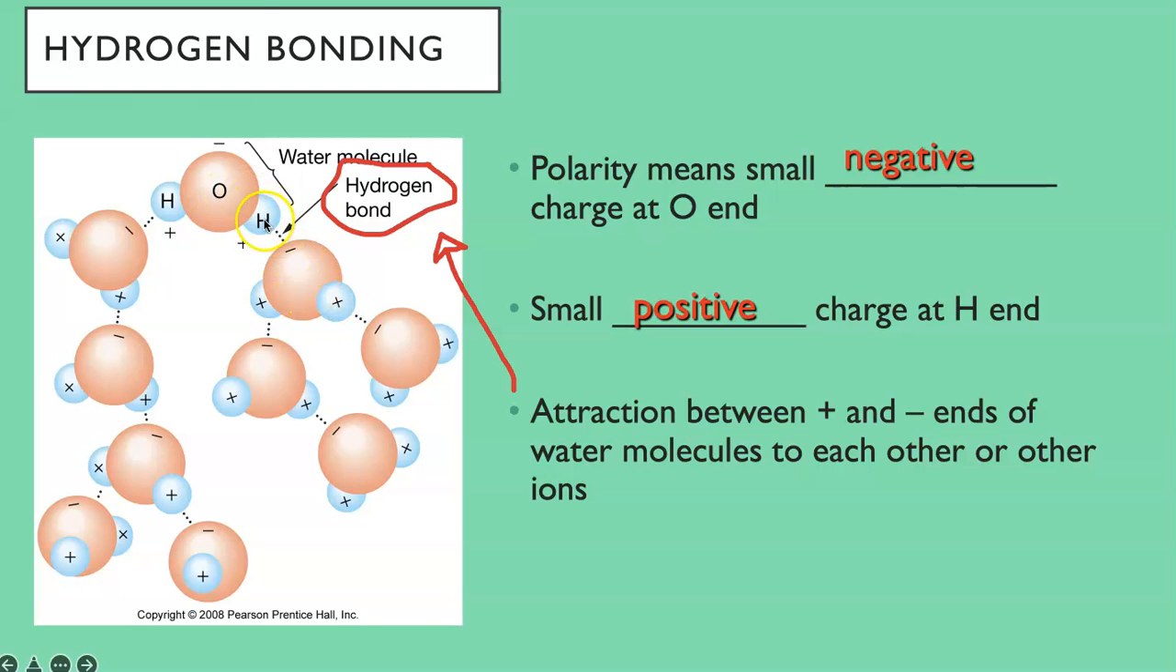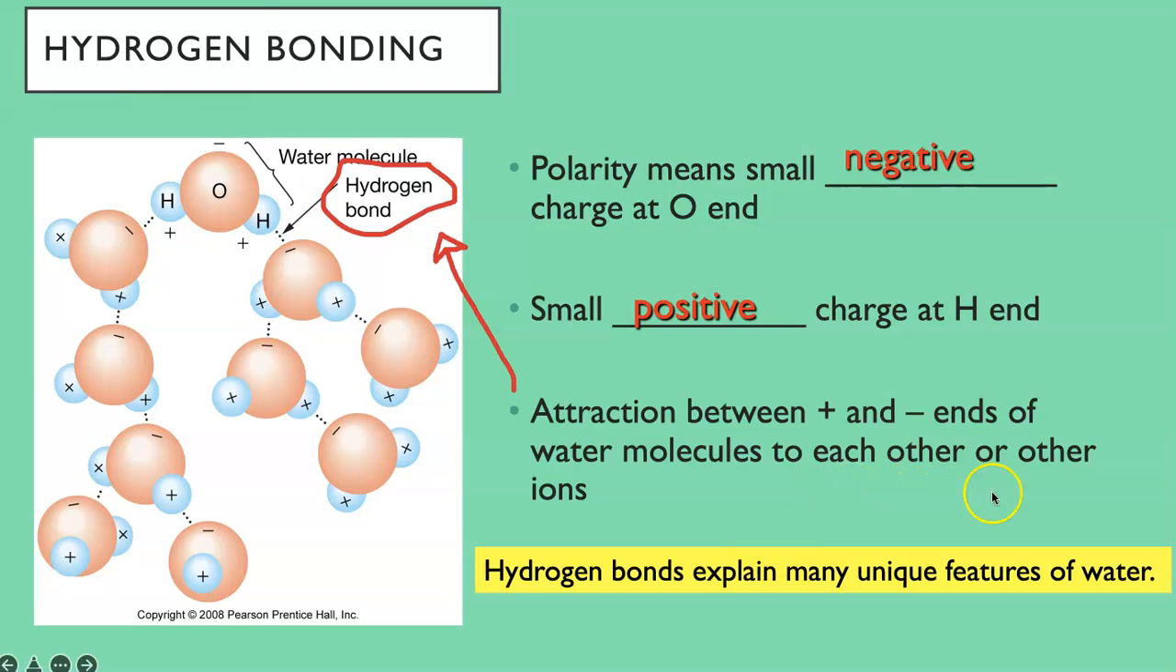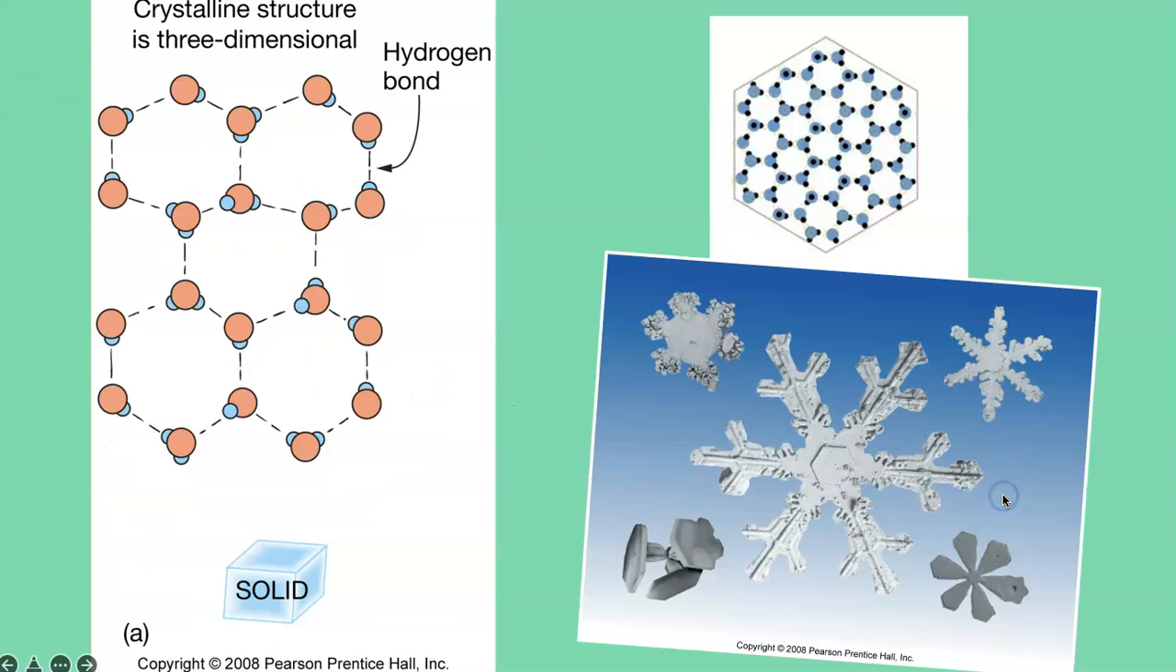Now, the bonds that are connecting the hydrogen to the oxygen in a single molecule are covalent bonds, and they're very strong, and we'll talk more about them when we talk about minerals. But these are hydrogen bonds, and they account for lots of very unique features of water. First of all, they account for the fact that snowflakes and ice are six-sided.